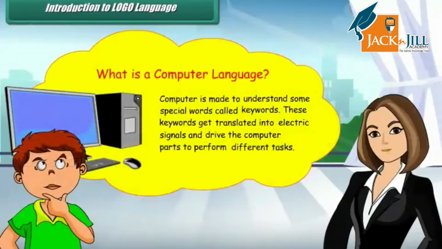What is a computer language? You must be surprised and thinking how a machine can have its language. But yes, a computer is made to understand some special words called keywords. These keywords get translated into electric signals and drive the computer parts to perform different tasks. A computer language is a set of symbols and keywords, each of which gives a command to the computer.